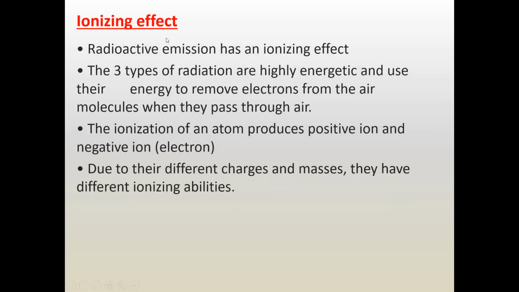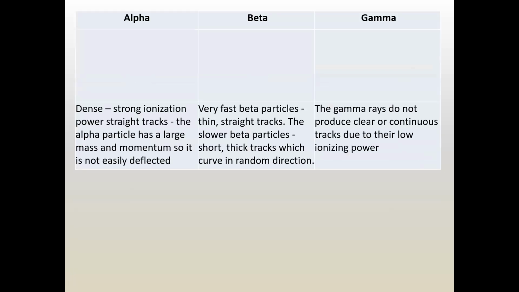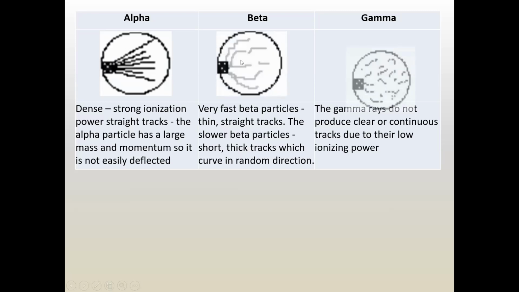As we discussed, the ionizing effect refers to the capability of these radiation to remove an electron from an atom. When we compare the ionizing capability, alpha has a strong ionizing capability. That's why the lines are thick. When alpha is moving through the air, it causes more air particles to ionize. That's why it produces thick lines. Whereas for beta the lines are thin, and for gamma the lines are short as well as discontinuous.